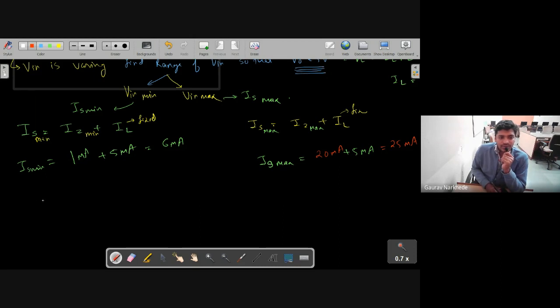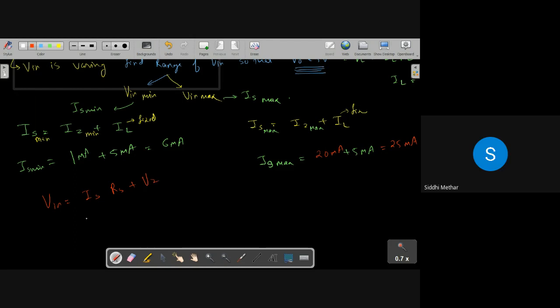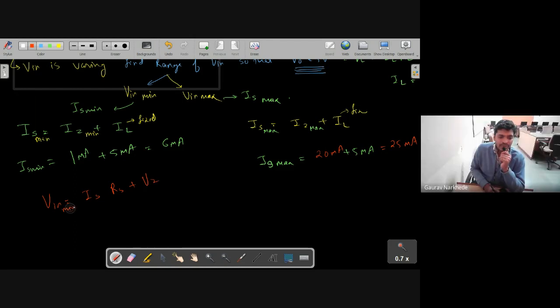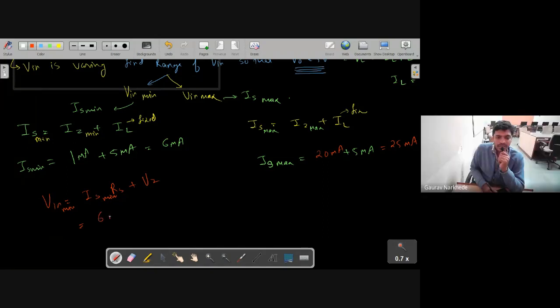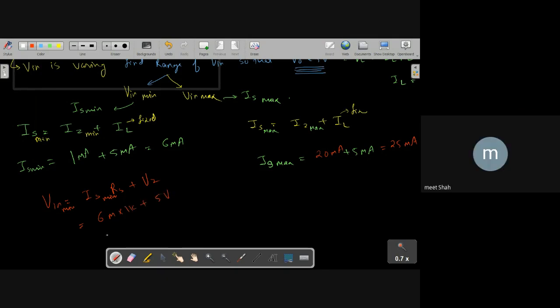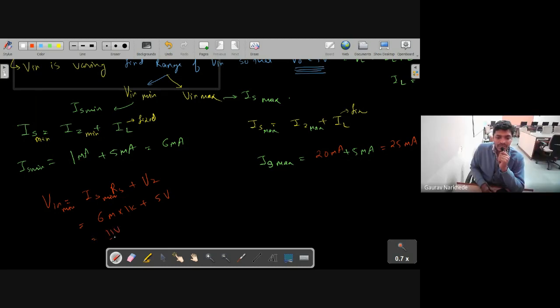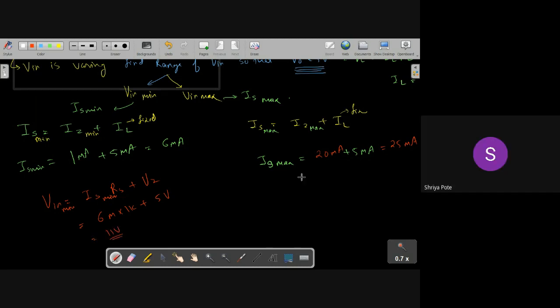Yes. So now V in is what? IS RS plus VZ. So whenever it is minimum, this will be minimum, right? So what is this? 6 milliampere into 1 kilo, plus 5 volts. So it will be 11 volts, correct?